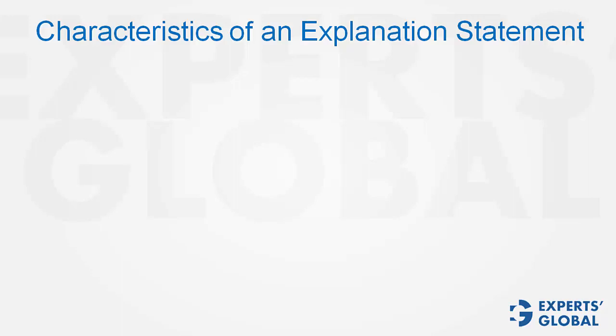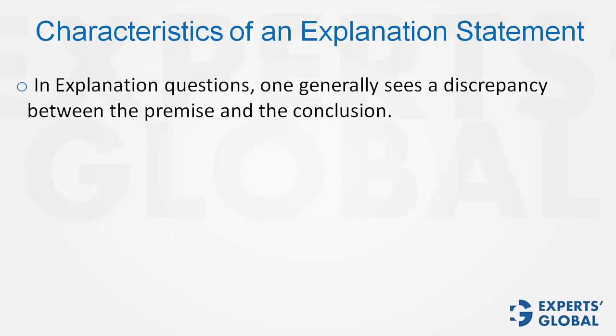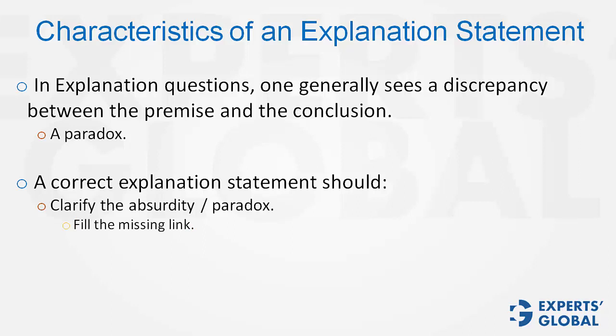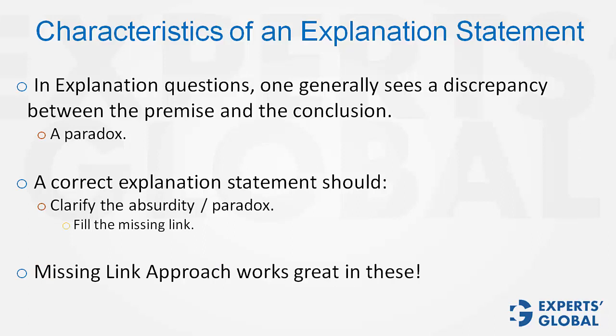Characteristics of an explanation statement in GMAT Critical Reasoning questions. In explanation questions, one generally sees a discrepancy between the premise and the conclusion in the argument, a paradox of sorts. A correct explanation statement should clarify the absurdity or paradox and fill the missing link, the gap between the premise and the conclusion. The missing link approach works absolutely fine in these questions.